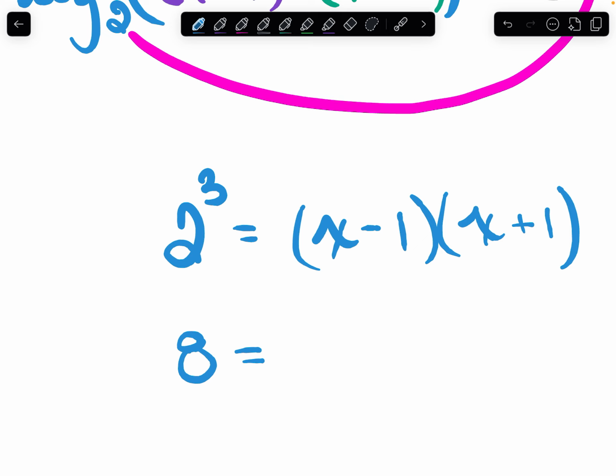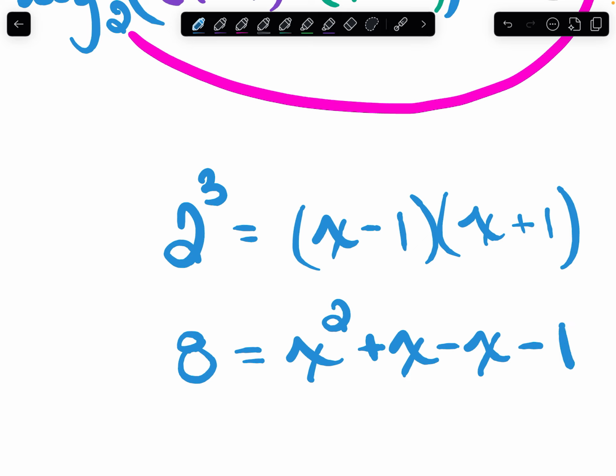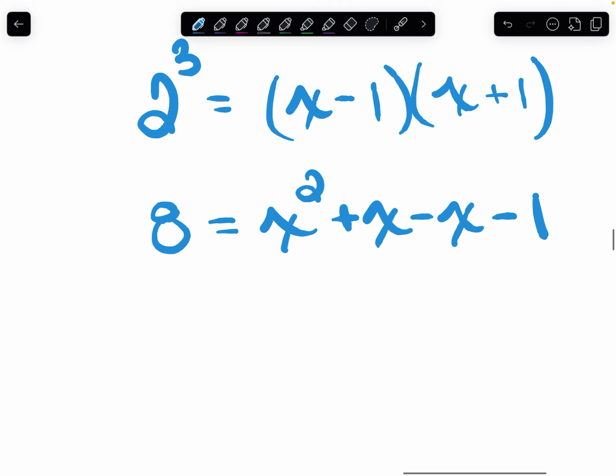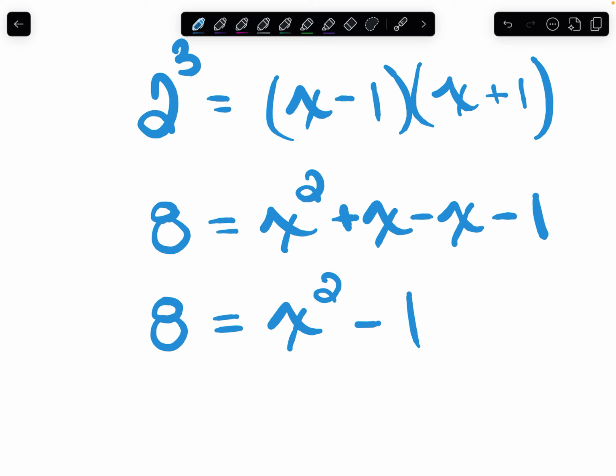On the right side, we need to go through FOIL. So first, outside, inside, last. So first is x times x, x squared. Outside, positive 1 times x, positive x. Inside, negative 1 times x, so negative x. Last, negative times positive, negative 1. x minus itself is 0, so we have 8 equals x squared minus 1.